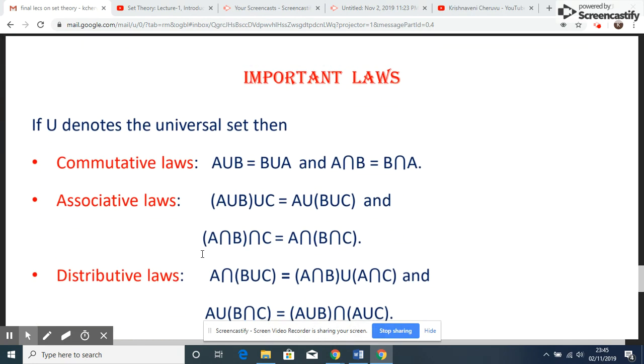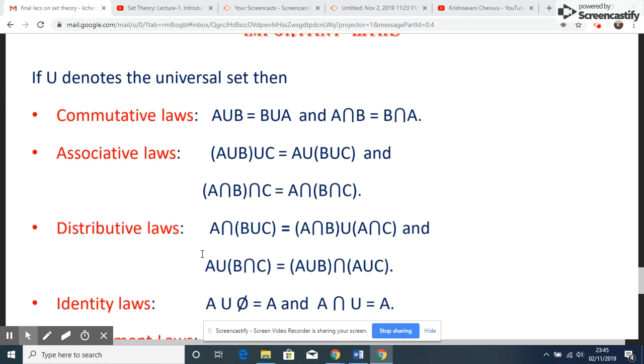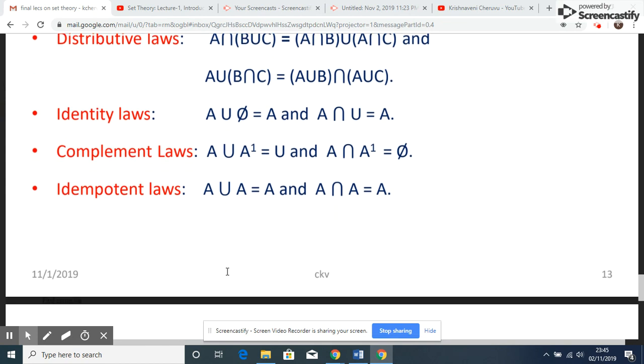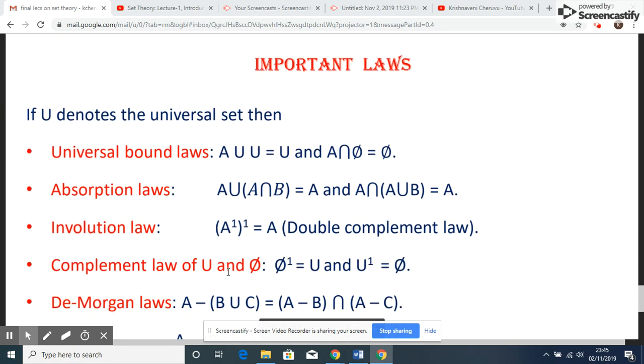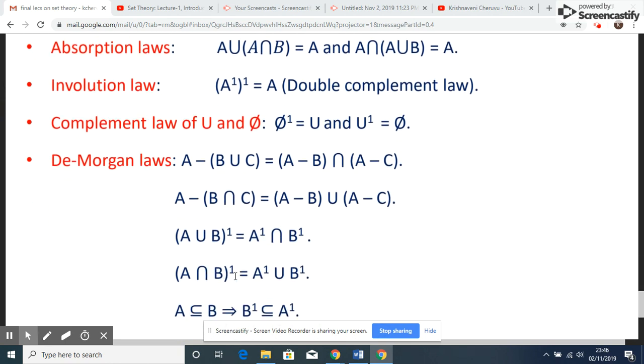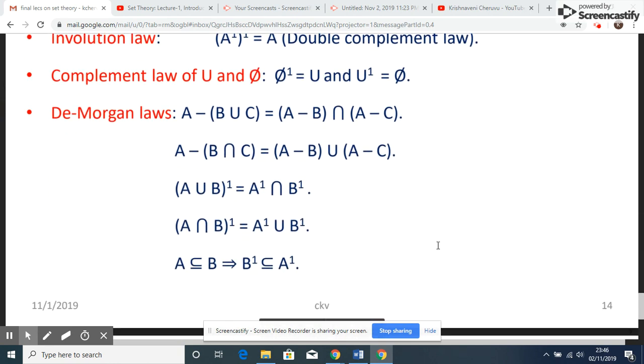You can try to understand this second example. Now here are a few important laws which can be proved and verified. Commutative laws, associative laws, distributive laws, identity laws, complement laws, idempotent laws. Absorption, involution, De Morgan laws. The De Morgan laws are very, very important.